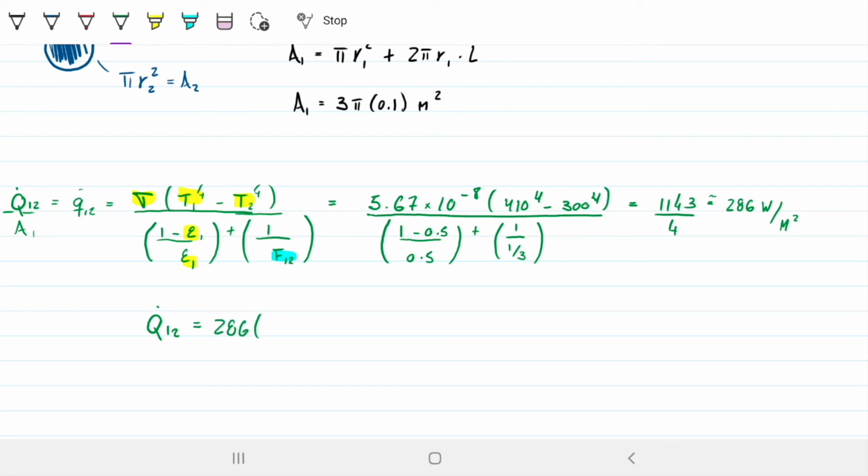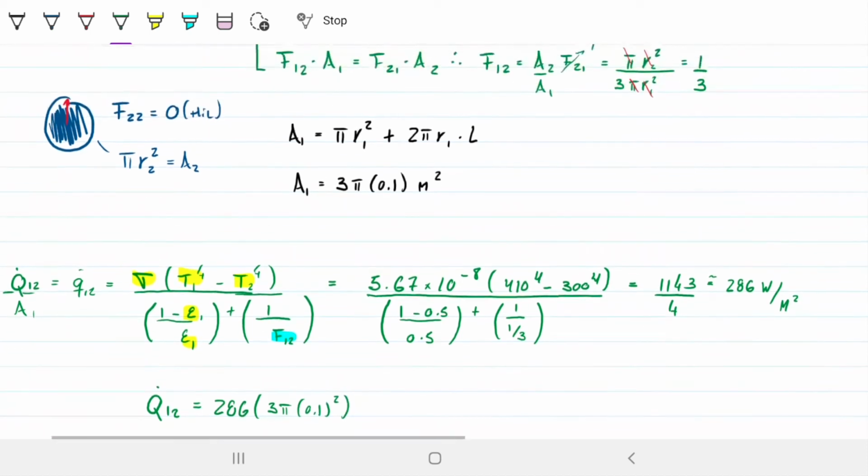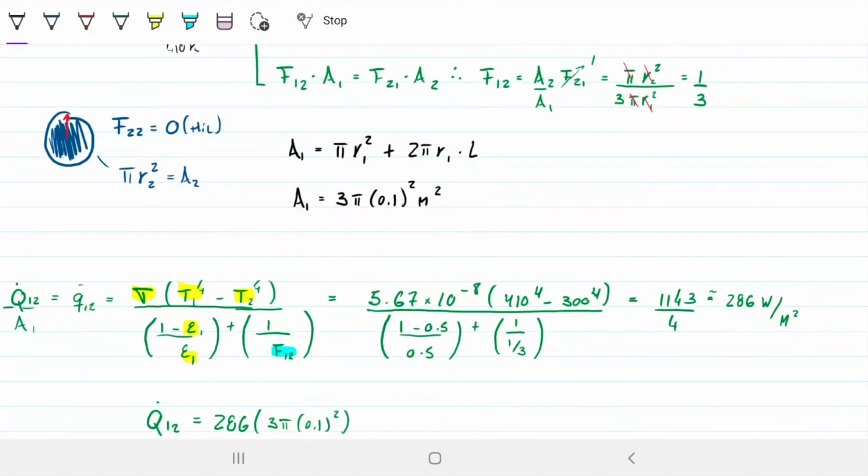Actually, I multiplied 285.75, and I'm multiplying that by 3 pi 0.1 squared. Why is this not squared? It's supposed to be squared.